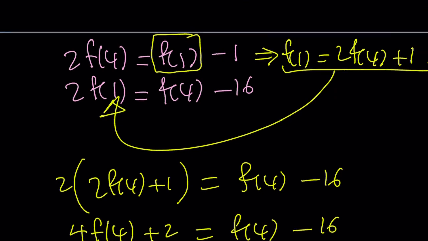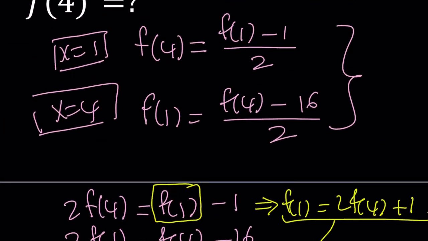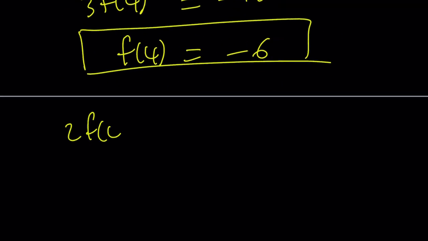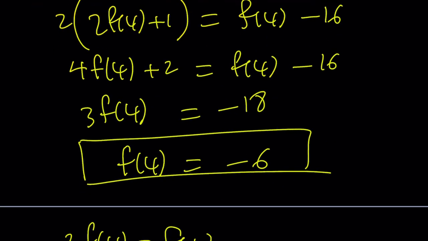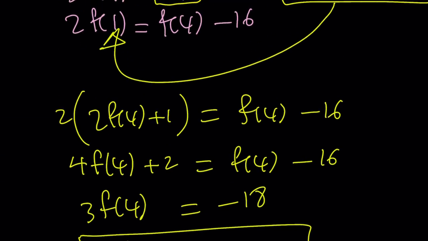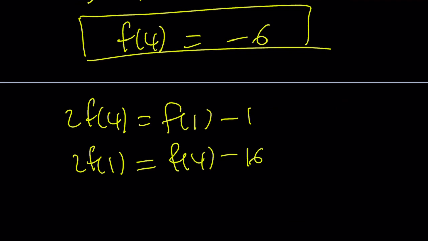Let's go ahead and rewrite our system and take a look at another approach. So we have 2f of 4 equals f of 1 minus 1. And the other one is 2f of 1 equals f of 4 minus 16. Awesome. So we have these two equations. Again, that's a system, and I would like to use elimination. So here's what I'm going to do. I'm going to go ahead and multiply both sides of the first equation by negative 2.